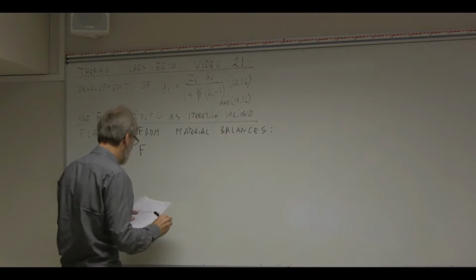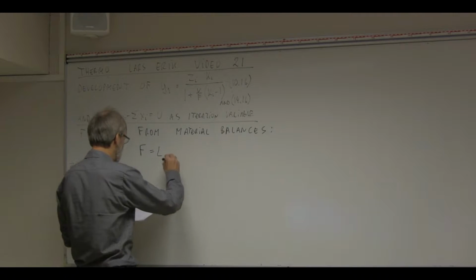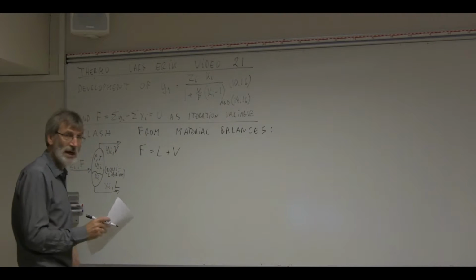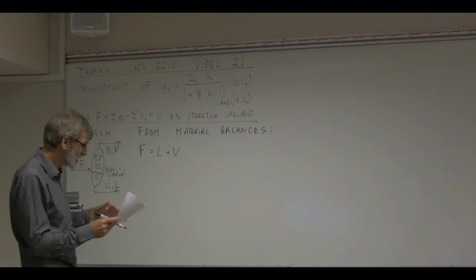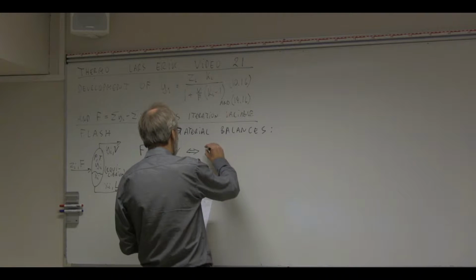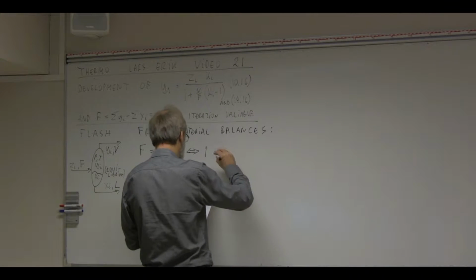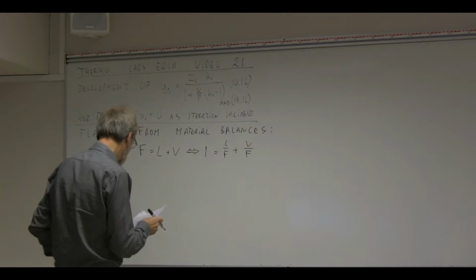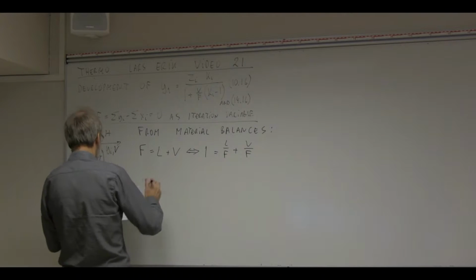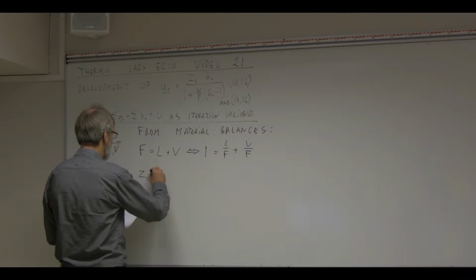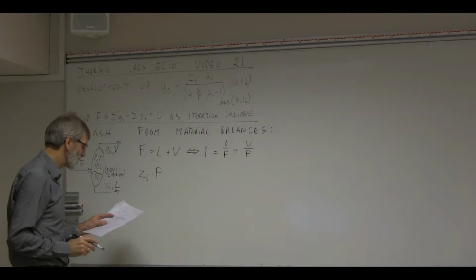The feed equals L plus V. We assume that it is steady state. This can be written as 1 equals L over F plus V over F. And then we have a component material balance.